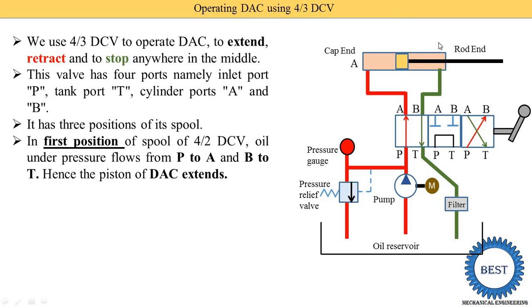At the same time, some oil is present on the right side of the cylinder. Okay, it is supplied through this pipe. It comes into the B port. From the B port it is supplied to the T port and then goes to the oil reservoir. Okay, so this is the explanation of the first position.